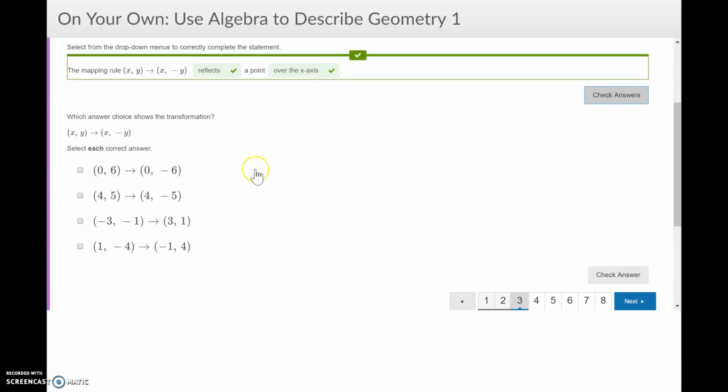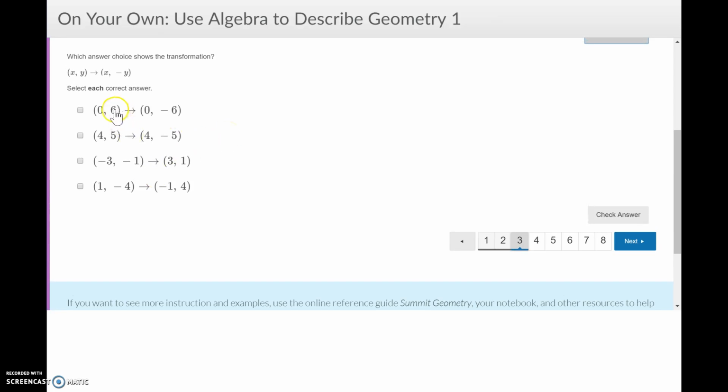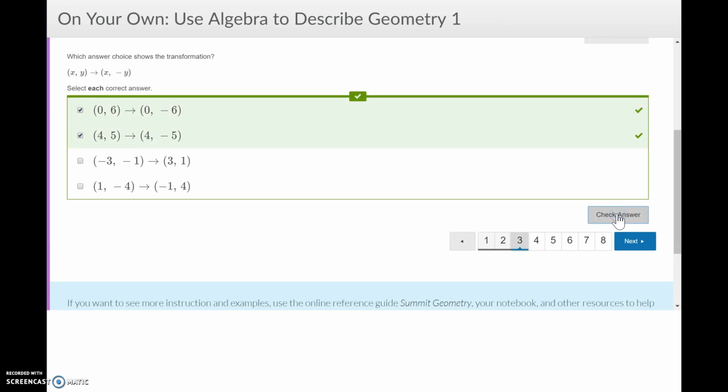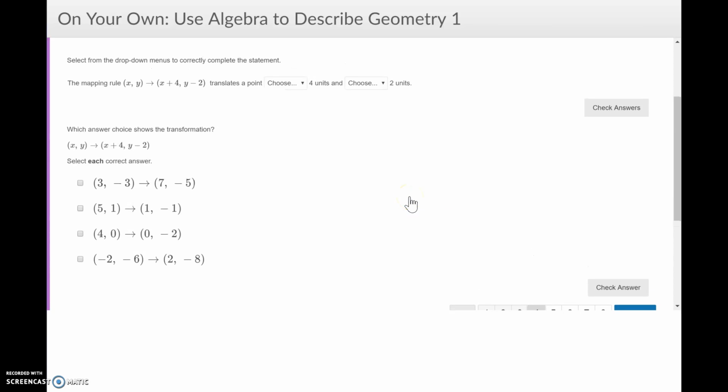There we go. So now we have to find some actual coordinates that follow this rule. So remember, x stays the same. Let's make sure we're all scrolled up. So x stays the same here, here. X does not stay the same here or here. So it can't be either one of those. So we just have to check the y now. The y does the opposite. So a positive 6 becomes a negative 6. And a positive 5 becomes a negative 5. So these first two. There we go.